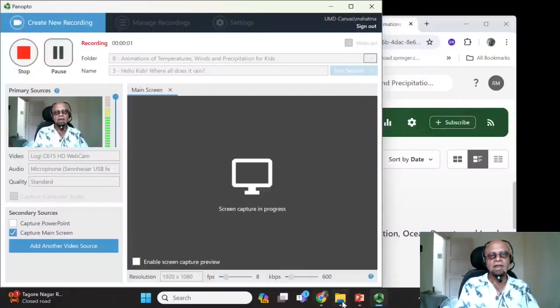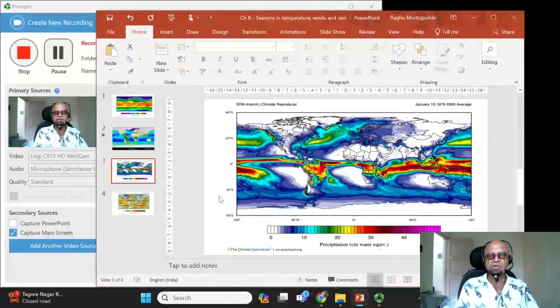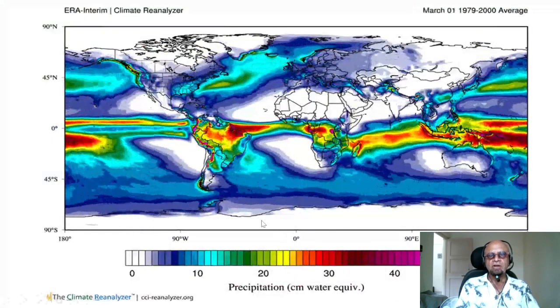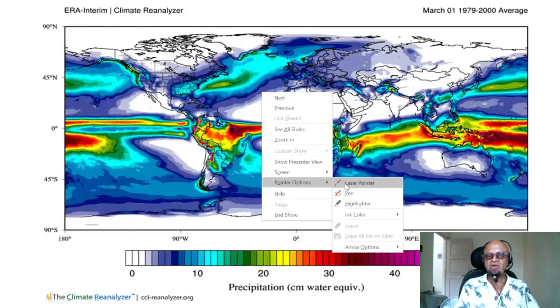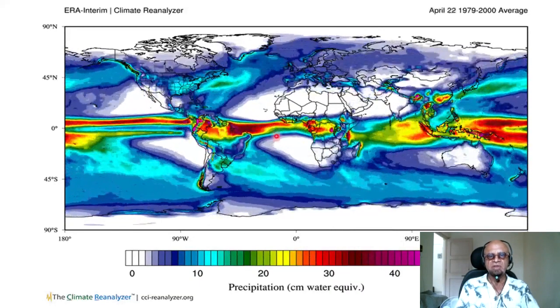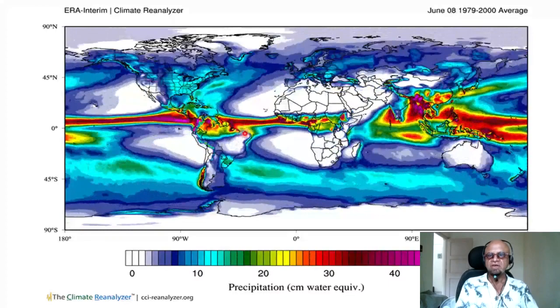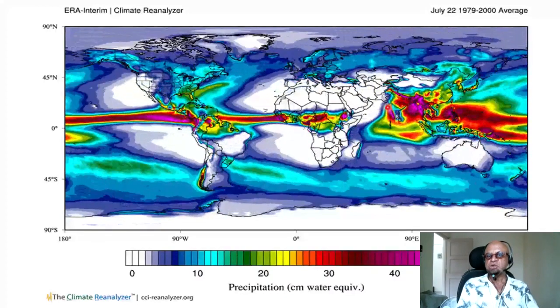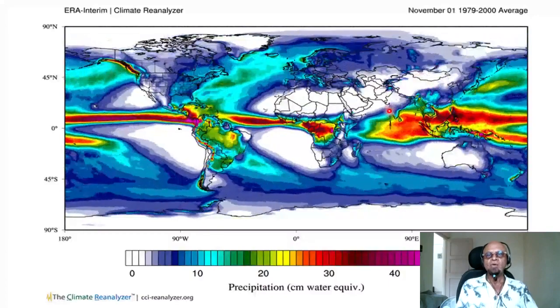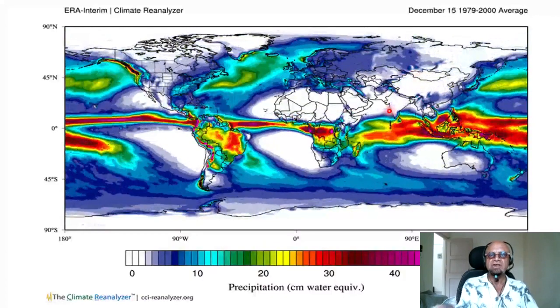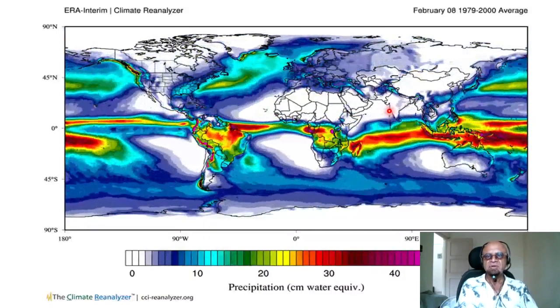Okay, so let's look at the next animation, which is about rain. We talked a lot about winds and trade winds and converging trade winds. We mentioned the tropical convergence zones. We said the monsoon is special. Here you see in the summer months, boreal summer months, which is the northern hemisphere summer months.